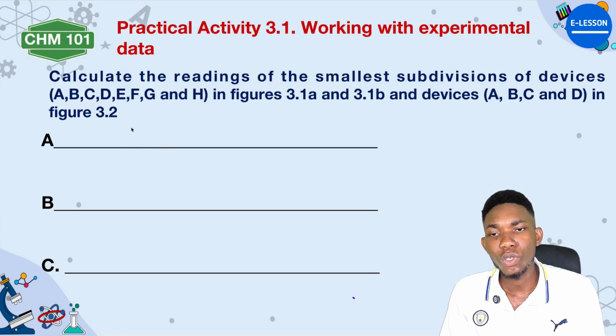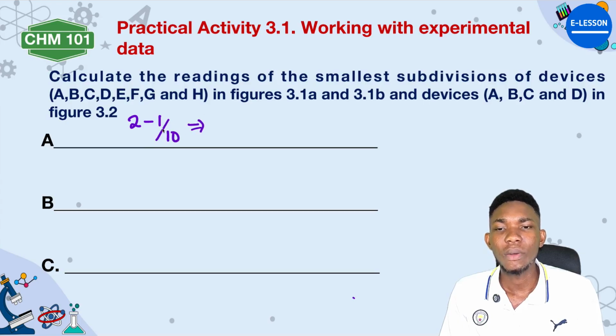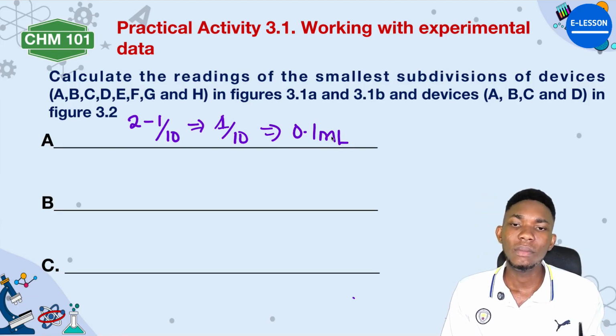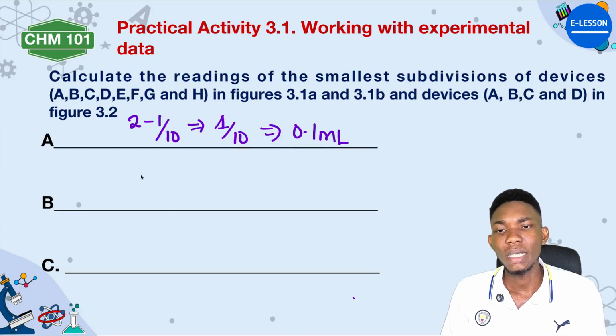So what we had there was 2 minus 1, all divided by 10. 2 minus 1 is 1, divided by 10. So for A, the smallest subdivision is 1 divided by 10, which will give us 0.1. What is the unit? Milliliter. So for that one, the smallest subdivision is 0.1 milliliter. Is that okay?